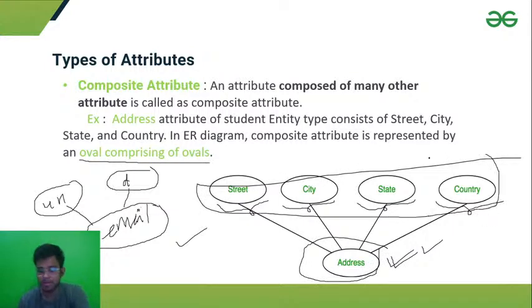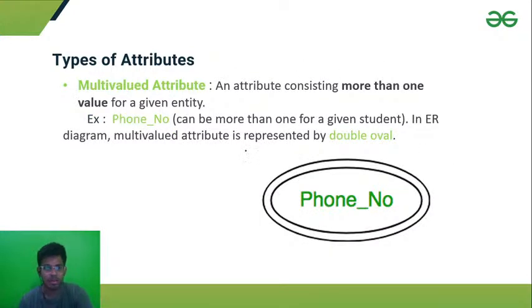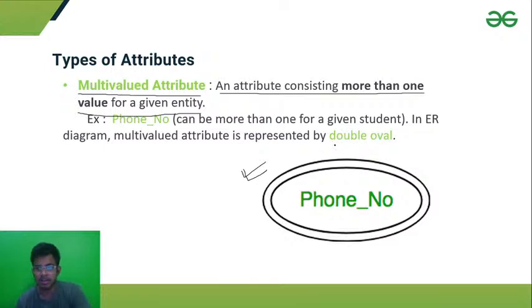Moving on, what are multi-valued attributes? From the name only, we can get an idea: attributes which can have multiple values. An attribute which consists of more than one value for a given entity. For example, a student can have more than one phone number, we all have. So phone number is a multi-valued attribute, represented by a double oval.